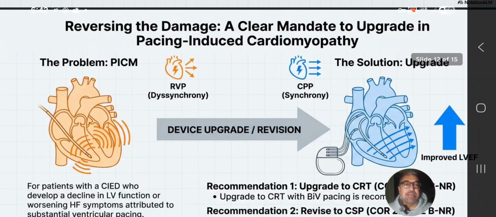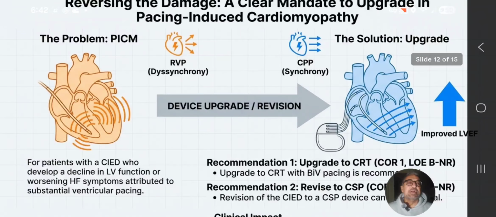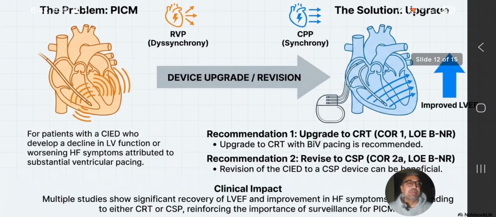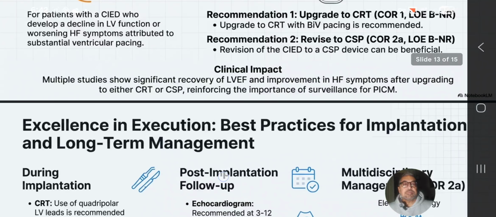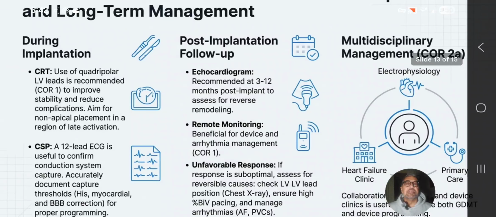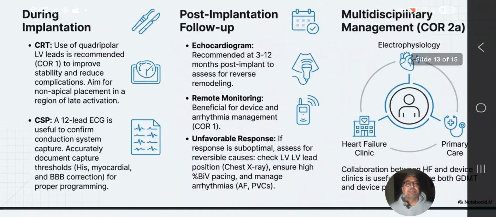Now, if someone develops pacemaker-induced cardiomyopathy because they had a right-sided pacer lead, then upgrading the device to a CRT device can reverse the LV dysfunction. The first recommendation would be to upgrade to CRT. Recommendation 2 would be to consider conduction system pacing. During implantation for CRT, you should use quadripolar LV leads. In conduction system pacing, a 12-lead EKG is useful to confirm the conduction system capture. If there's slurring noted, that would suggest that it is not conduction system pacing.